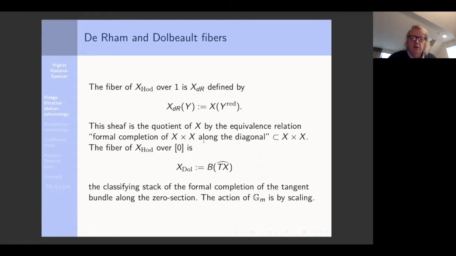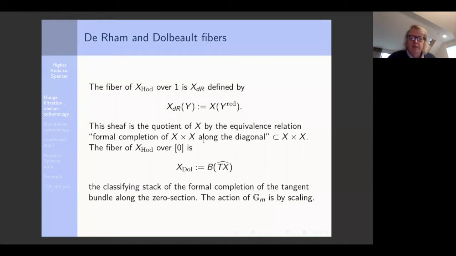So the fiber over 0 is what we'll call X Dolbeault. So that's the classifying stack of the formal completion of the tangent bundle along the 0 section. As we'll see later, let's just think, roughly speaking, this is just the classifying stack of the tangent bundle of X. The fact that we did this formal completion doesn't change too much for us.